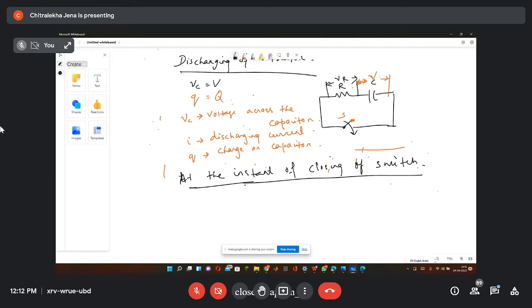Ma'am, at start the circuit will behave like a closed circuit. Okay, so what will be the current in that circuit? VR will be equal to how much? And what about VC? Just at the instant of closing the switch, what will be the current in the circuit? Think and tell. See the circuit properly and tell.